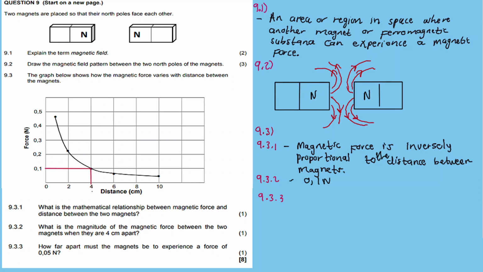9.3.3. How far apart must the magnets be to experience a force of 0.05? Okay, this is 0.1, 0.05 somewhere in the middle. So I vote okay, they must be a distance of 10 centimeters apart to experience that kind of force.